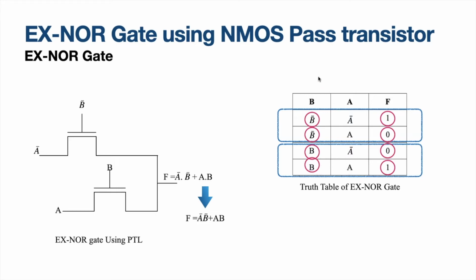Now in the second step, we have to choose the column B. Wherever we find 0, replace with B bar. Wherever we find 1, replace with B. In the second column, that is A, wherever we find 0, replace with A bar. Wherever we find 1, replace with A. Whenever the input combinations are similar, the output will be 1. For the 0, 0 combination, output is 1. For the 1, 1 combination, output is 1. For the other two combinations, it will be 0. It is exactly opposite of what the XOR gate is.